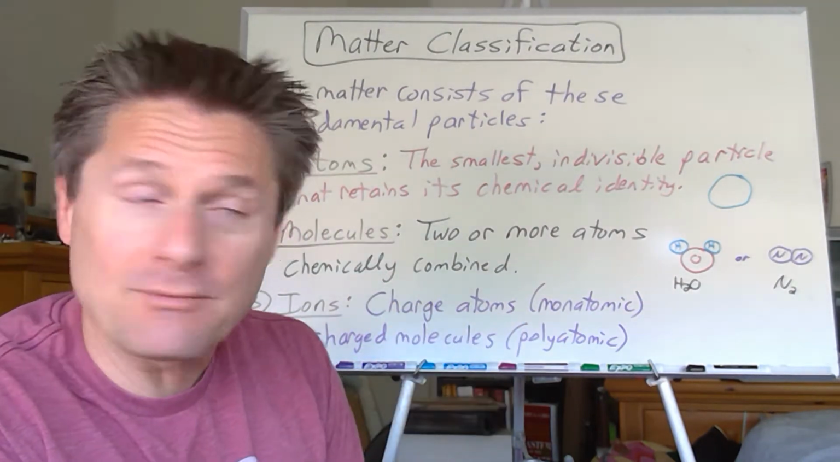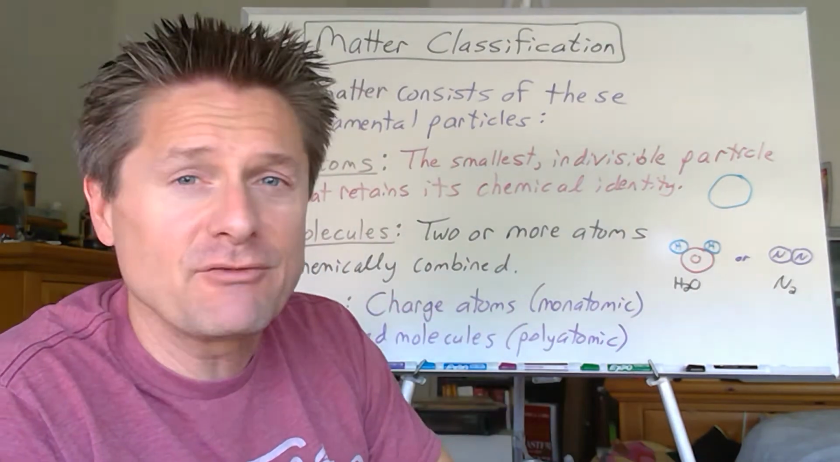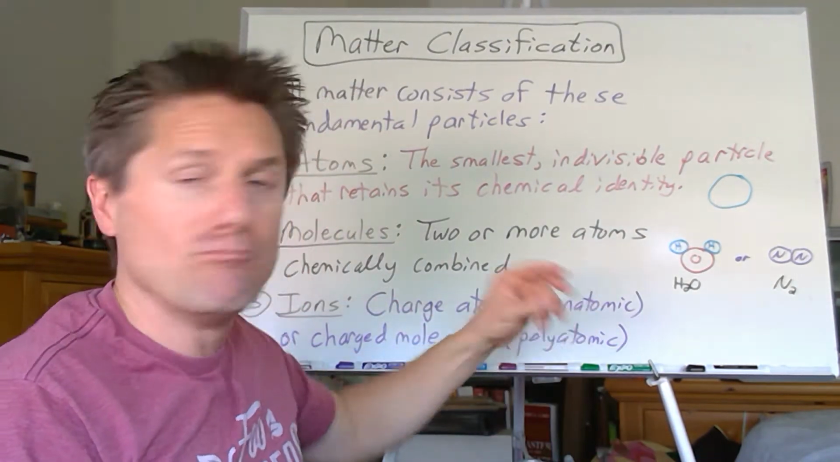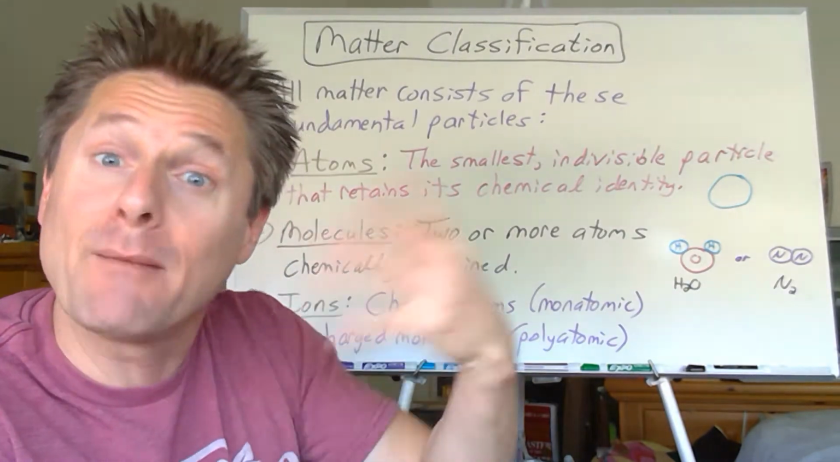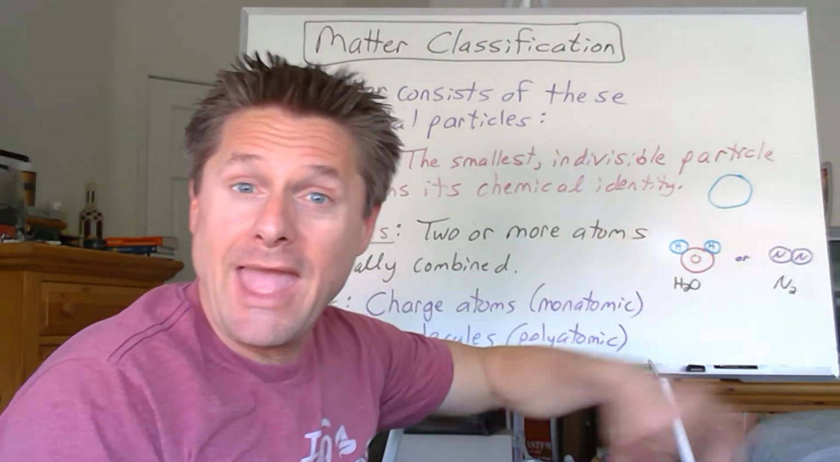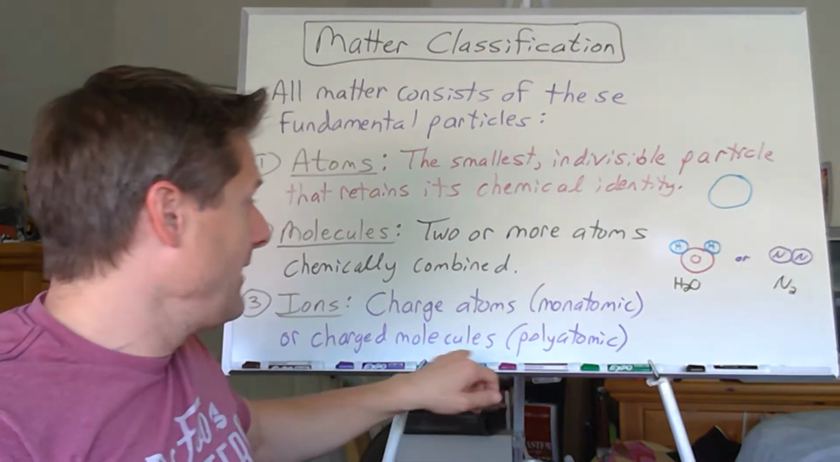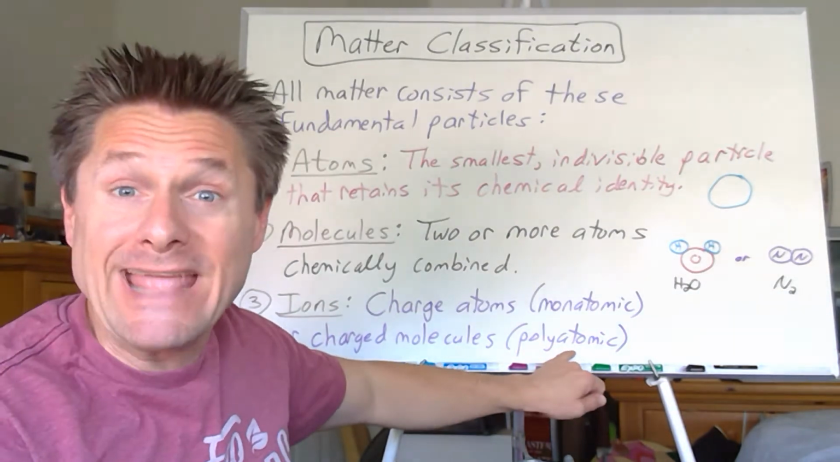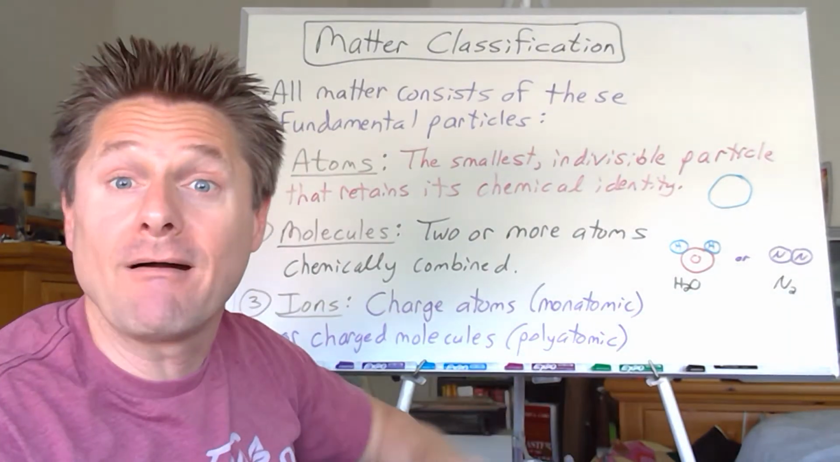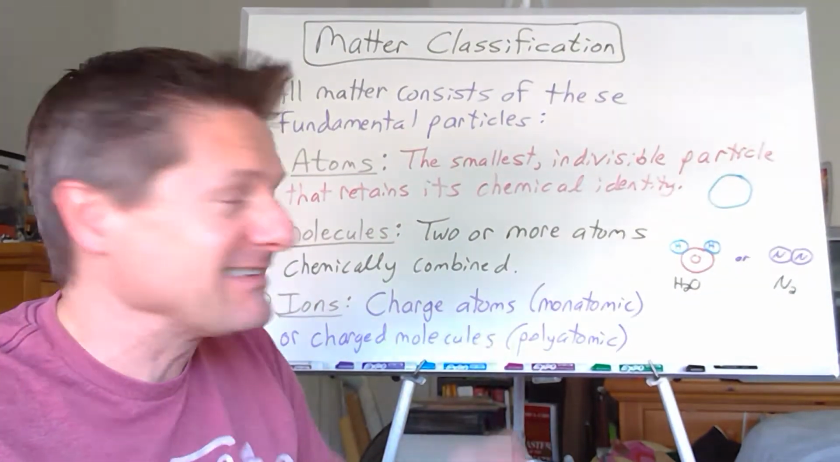Charged atoms, right? So if that had a positive charge or a negative charge or a positive 3 charge or a negative 4 charge, that would be a monatomic ion. So one atom that's charged. If we take a molecule and make it positive or negative 3 or positive 2 or whatever, that would be a charged molecule. It has many atoms, so we call that polyatomic ions. Oh, the bane to a lot of general chemistry students' existences.